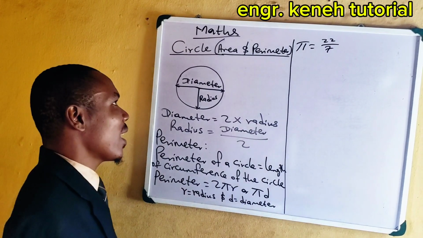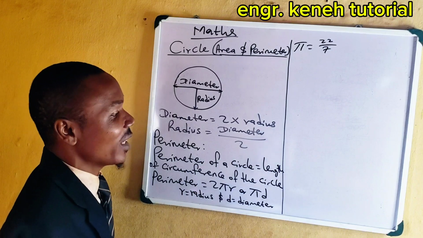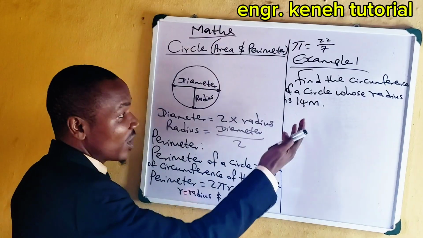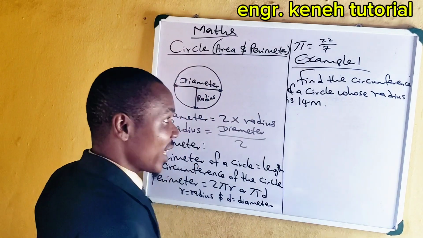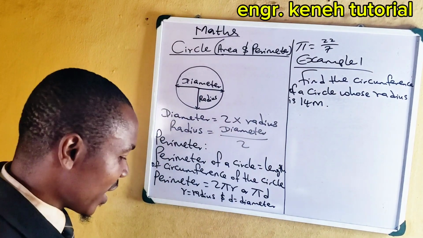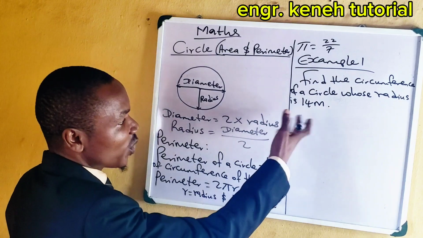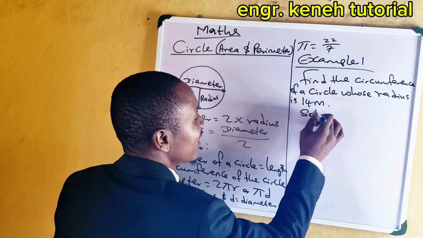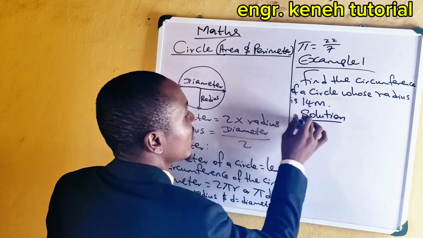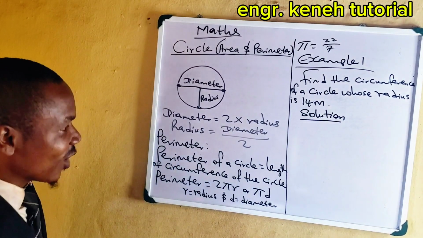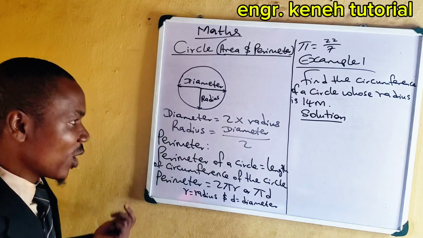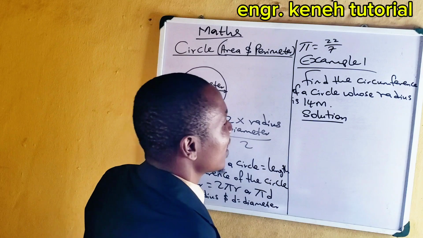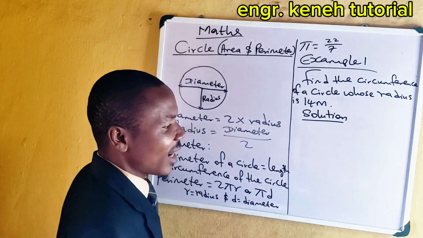Alright, let us solve an example so that you see how this formula can be applied. We have example 1. Example 1 says, find the circumference of a circle whose radius is 14 meters. How do we go about this? We have the solution like this. I told you that circumference of a circle is equal to perimeter of a circle. Whichever one they ask you, they are still talking about the same thing. Either of the two, they are equivalent.